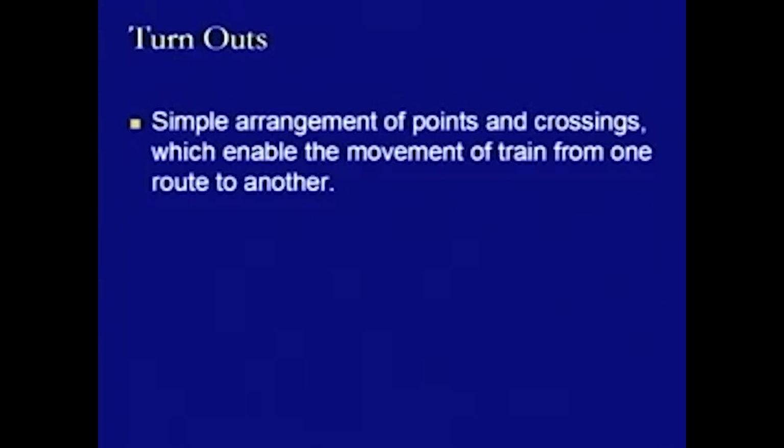Starting with turnouts, a turnout can be defined as the simple arrangement of points and crossings which enables the movement of a train from one route to another. This is a condition where we are interested in changing the direction of a track. In the previous design features which we discussed in the geometrics, there is a single track which is moving in a horizontal or vertical profile, and therefore, we have tried to design that.